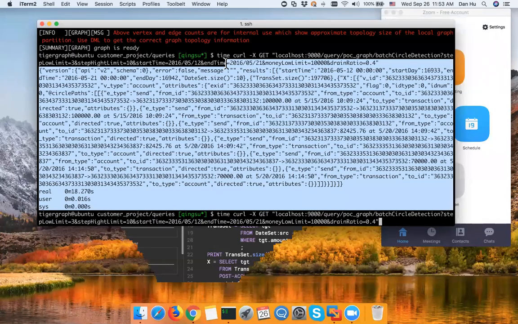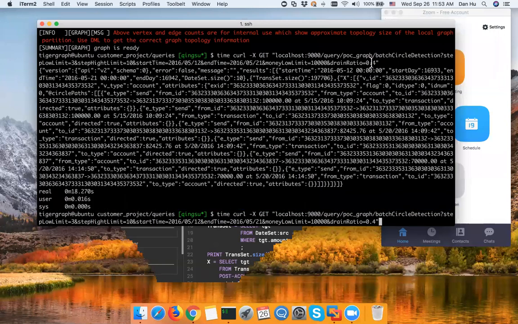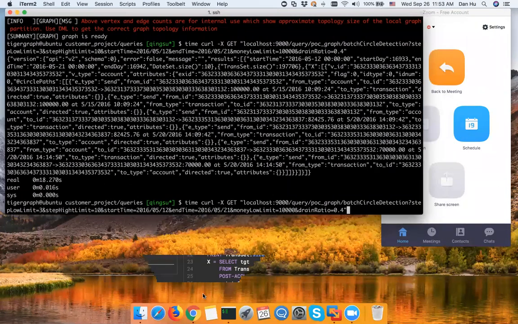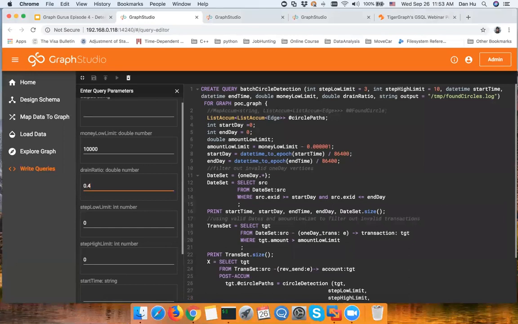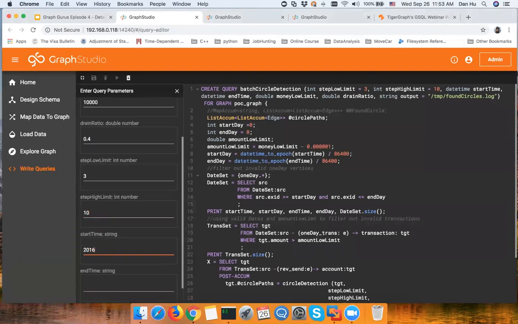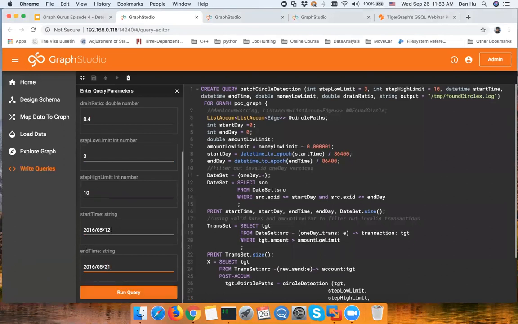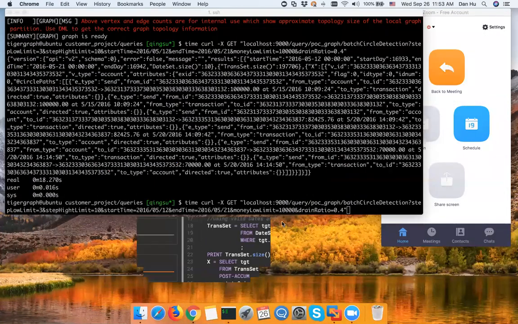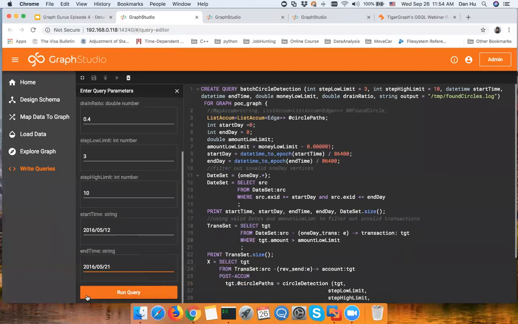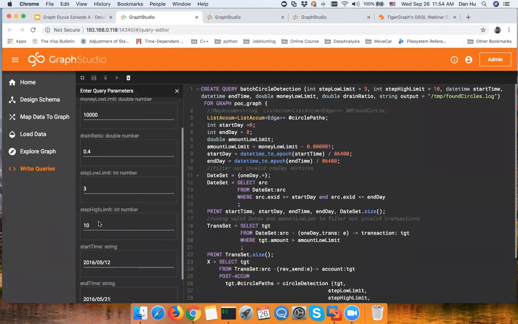This is the query we wrote in the command line. We can also write it in the UI, and it takes parameters. That's how we write it; the parameters are here. So let's go back. The lower limit is 10K. The drain ratio is 0.4. The step limit is 3, or we use the default ones. The start time is 2016-05-12, and the ending time is 2016-05-21. So we just look at 10 days and see whether our parameters are correct. The start time is this one because it's the one where we found the loop transaction. So it runs for 10 days, with a maximum of 20 hops and a minimum of 6 hops.